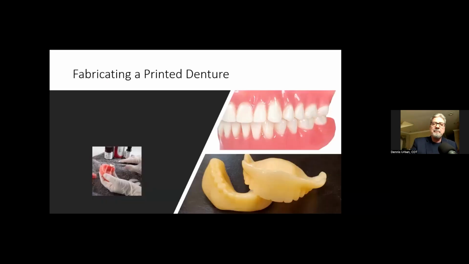So let's talk about fabricating a printed denture. We're going to focus a little bit tonight on the Lucitone print. That's where I have my most experience, I think, with digital dentures right now. I've tried some of the other systems out there, but I feel really comfortable on the Dentsply side of it with the Lucitone print. But let's talk about how we fabricate a printed denture.